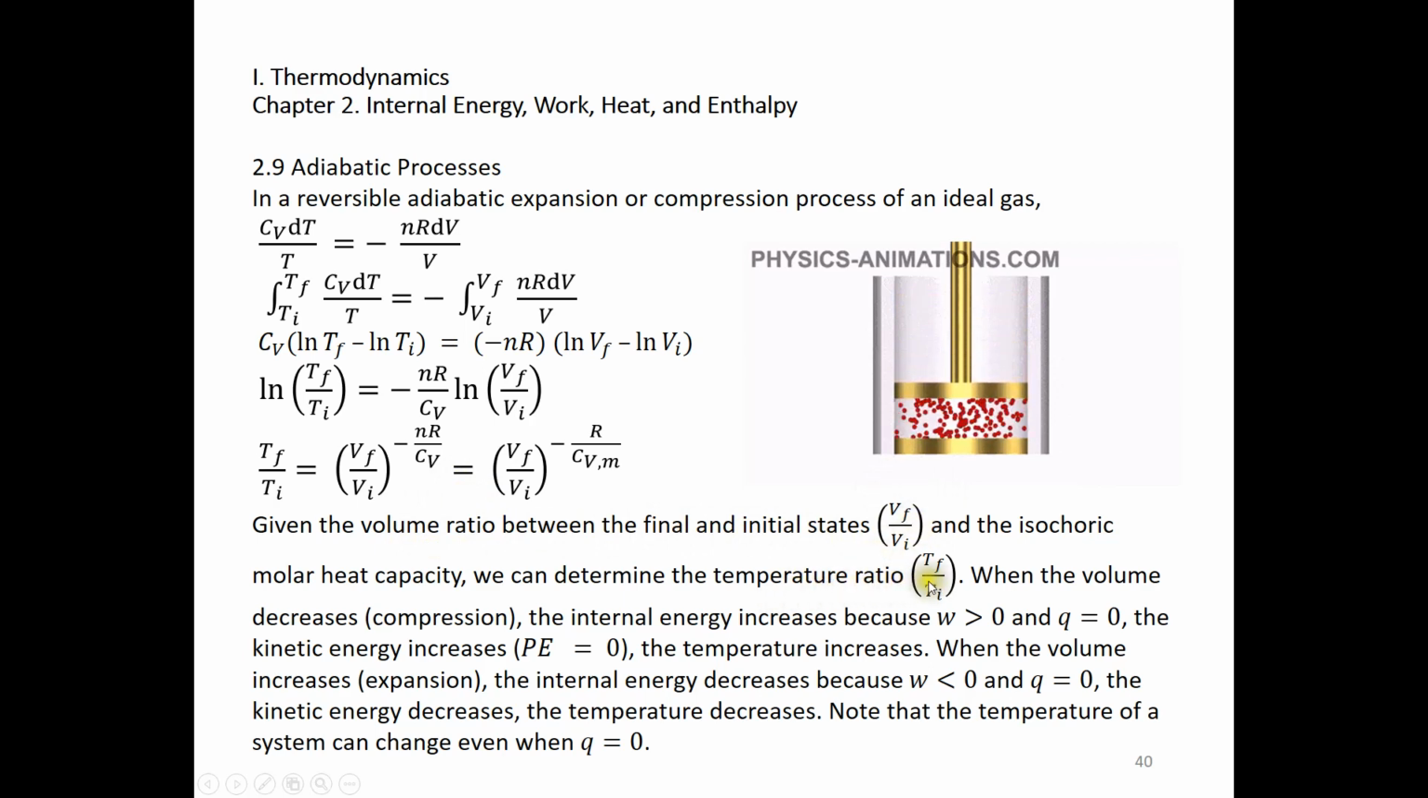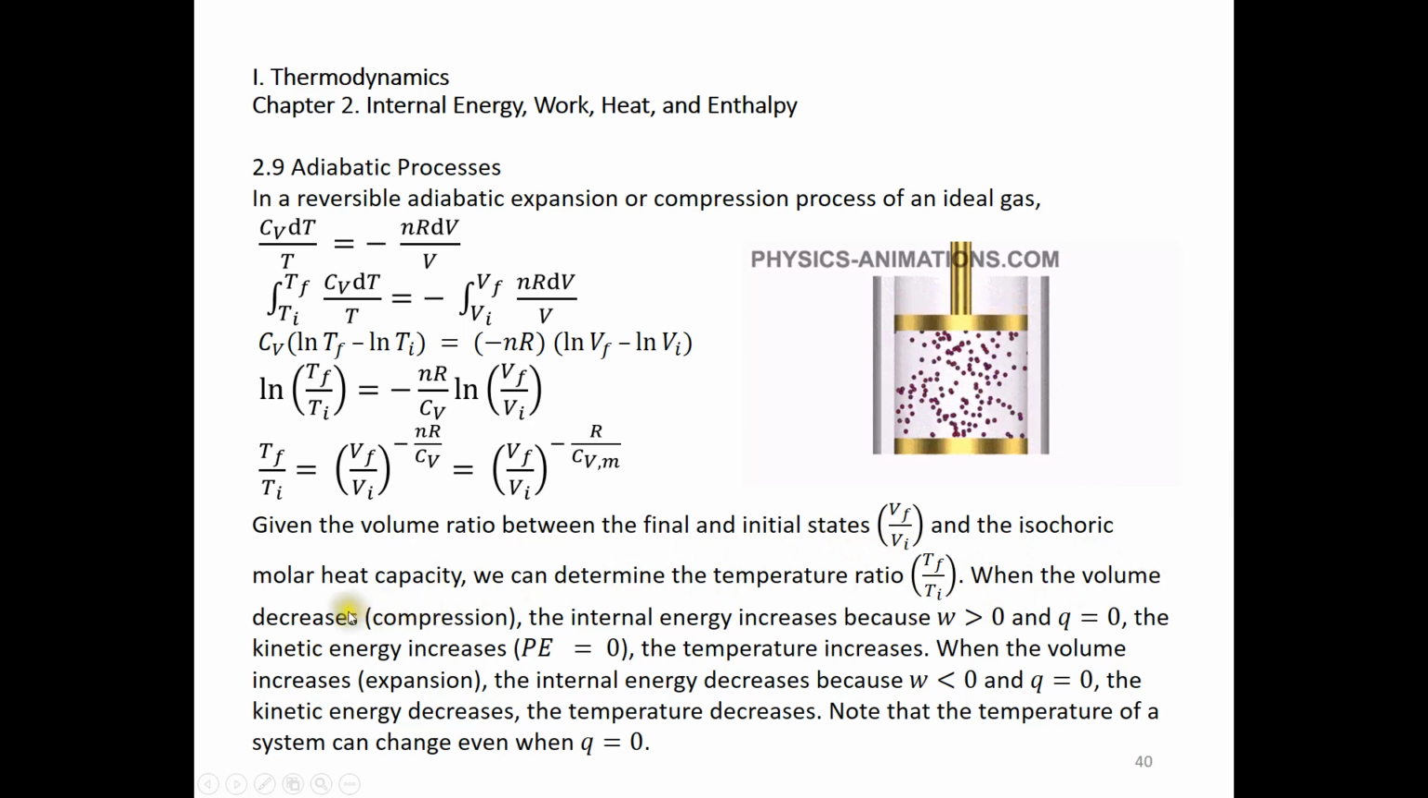Now, very often we're given both the initial volume and the final volume, or sometimes the problem tells us this information: the volume of the system is doubled in a reversible adiabatic process, and then this ratio is just 2. Or some people can simply tell you the volume is tripled, the volume is quadrupled, and then you know what the ratio is.